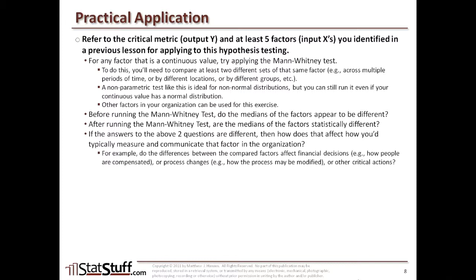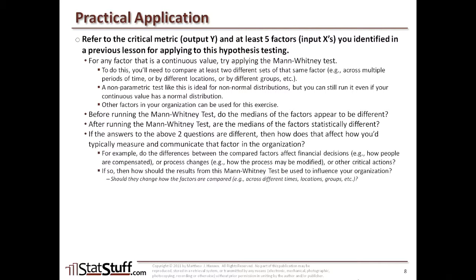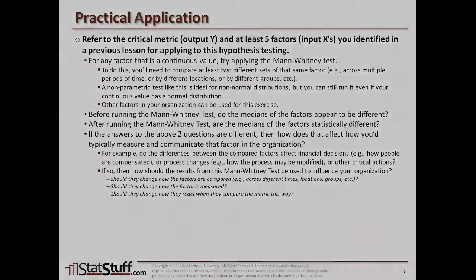For example, do the differences between the compared factors actually affect some financial decisions or maybe some process changes or other types of critical actions within your organization? If they do, then how should those results from the Mann-Whitney test be used in order to influence your organization? That is, should they change how the factors are normally compared between those different groups that you're comparing? Or should it change how that factor is measured? Or should it change how they react when they compare that metric in this way?